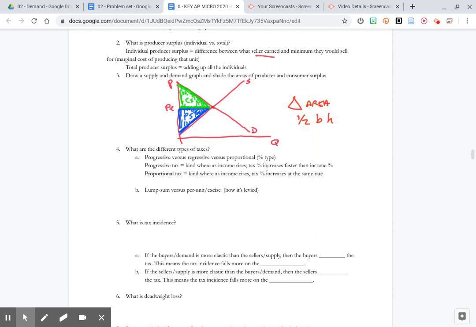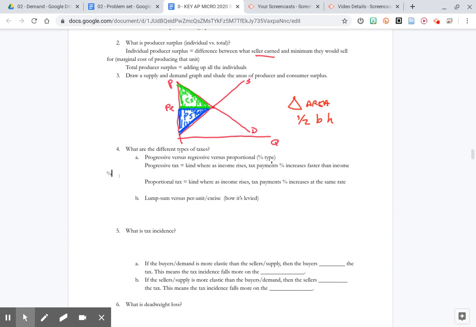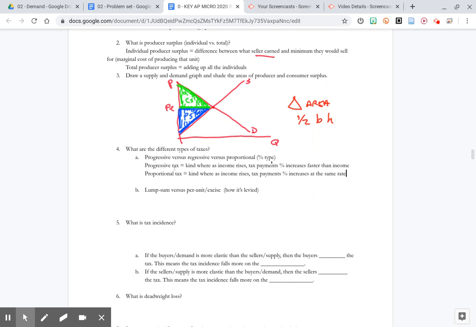So, not the percentage that they pay, but the percentage that they pay stays the same. We would say that if your income went up 20%, then your tax bill went up 20%. In a progressive tax, the tax payment percent increases faster than income. So it's really comparing the rates and their rates of change.